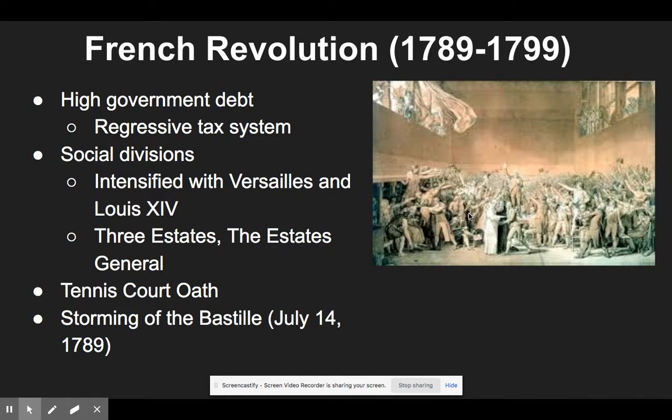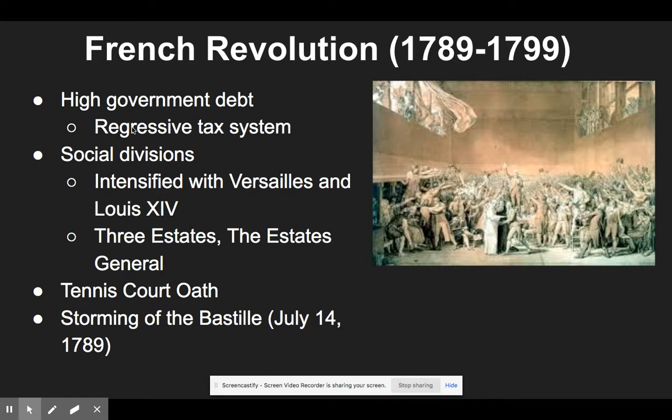And it's important to keep in mind the causes of the French Revolution, because this relates to a lot of the things we've talked about so far. You have this high government debt and a regressive tax system. What a regressive tax system basically means is that some tax systems, like a progressive tax system, the more money you have, the more you get taxed. The regressive tax system is the opposite. It doesn't matter how much money anybody has. A poor person's going to get taxed exactly the same as a wealthy person. And so that doesn't really work.